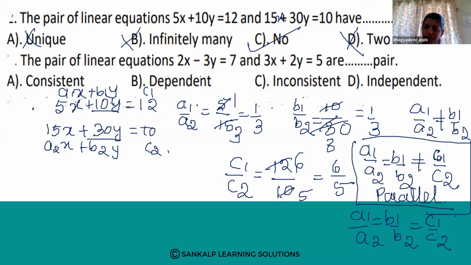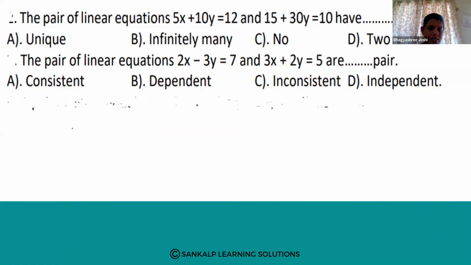The pair of linear equations 2x minus 3y is equal to 7 and 3x plus 2y is equal to 5 are dash pairs, whether they are consistent or dependent or inconsistent or independent. See, 2x minus 3y is equal to 7. 3x plus 2y is equal to 5.